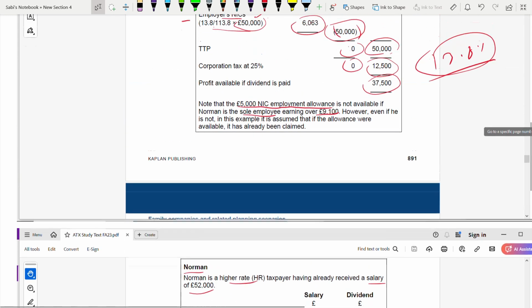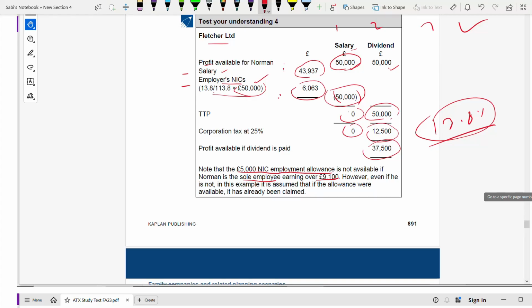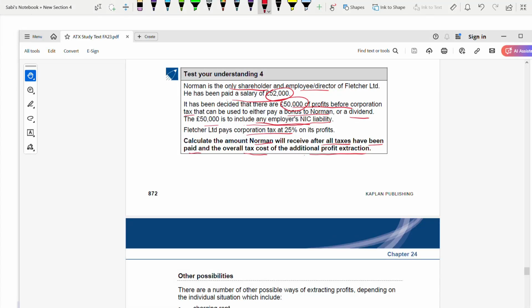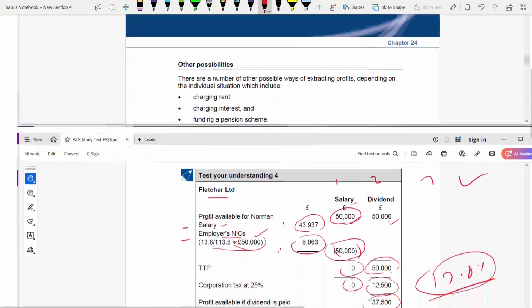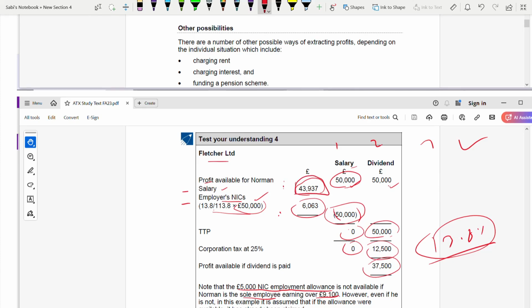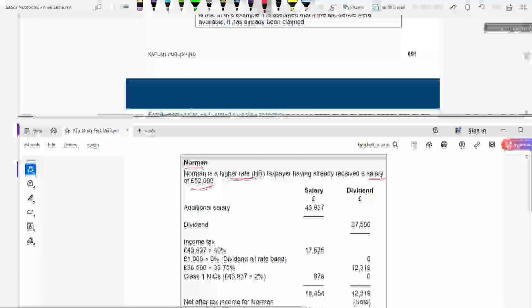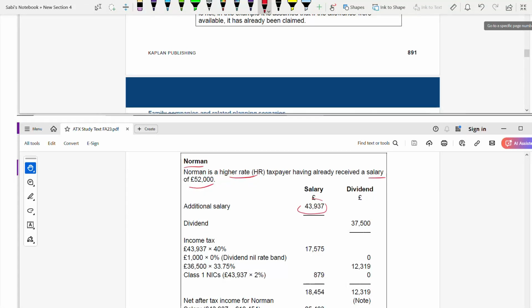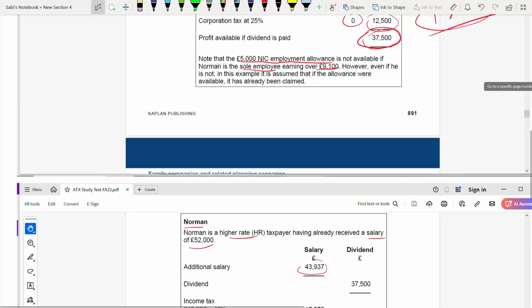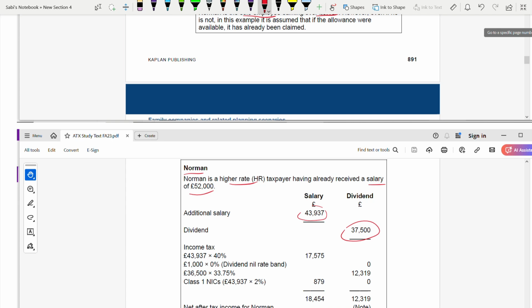So this you have to do. Remember, this breakup you have to do, because they have told in this paragraph this 50,000 is to include any employer's NIC liability. Salary is usually at class 1 NIC, but in this one it's a benefit. That's why you are taking 13.8. You have to take this out and you have to take this salary. On this salary you are going to pay income tax, not on 50,000. So that's why we are taking this salary here out. Dividend is here 37,500. This profit is available if dividend is paid. Okay, so you will be left with this dividend.